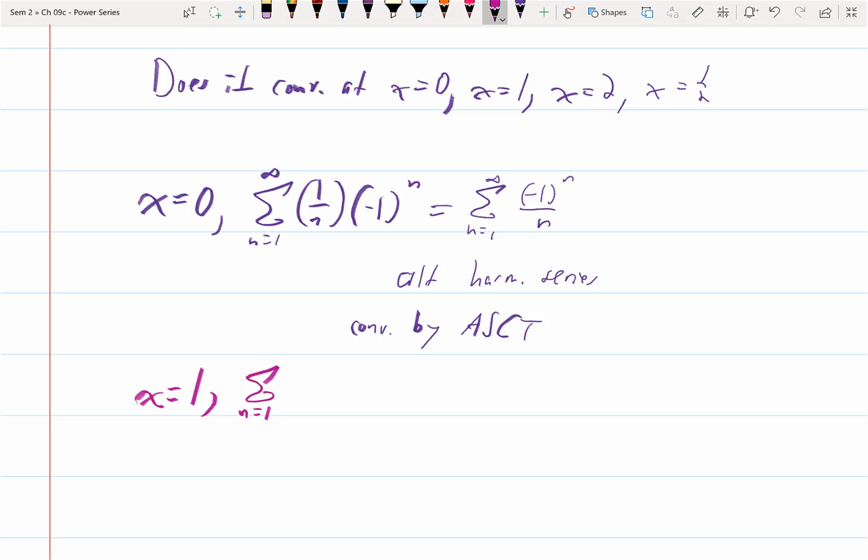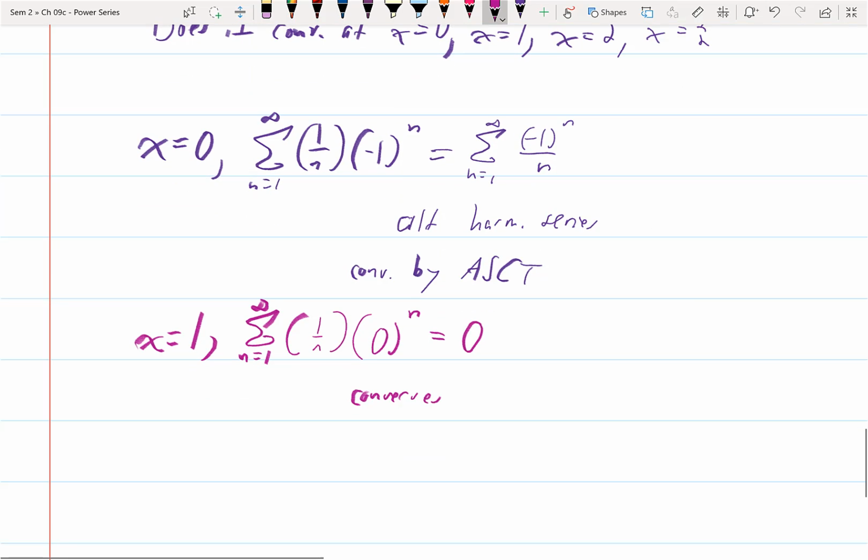The next one, the sum from n equals 1 to infinity of 1 over n. So at x equals 1, we get 0 to the nth power. And 0 to the nth power times 1 over n is going to be 0. So that clearly converges because that sequence is just the sum of an infinite number of zeros. Next, we've got x is equal to 2.